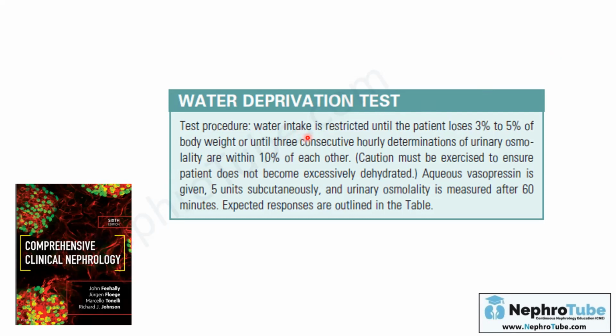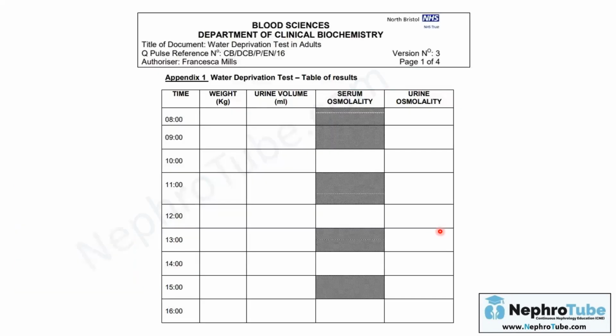You will restrict the water intake until the patient loses 3% to 5% of his body weight, or until 3 consecutive hourly urine osmolarity measurements are within 10% of each other. No major change in the urine osmolarity between one hour and the other. After the patient finishes his deprivation period, 6 to 8 hours, or according to the loss of body weight, you will give the patient vasopressin, about 5 units subcutaneously, and you will measure the urine osmolarity again through all the hours.